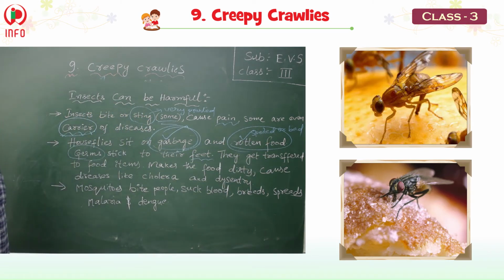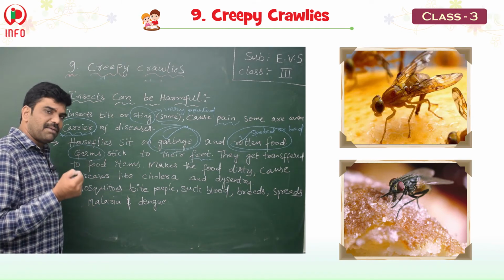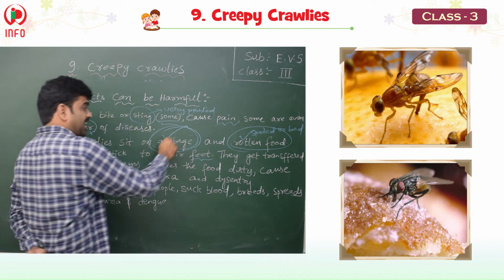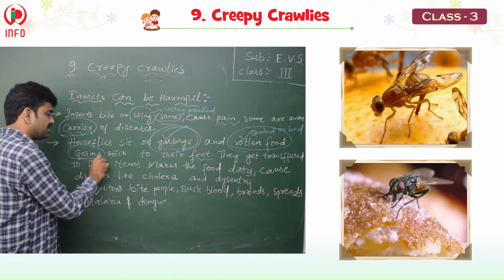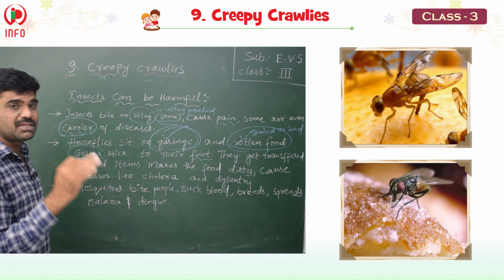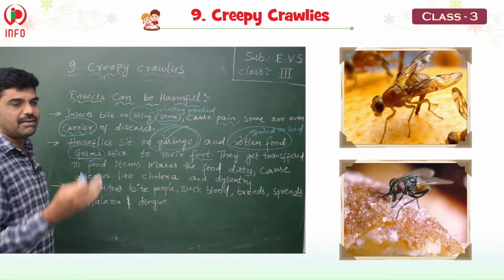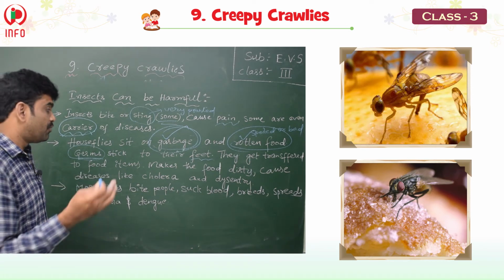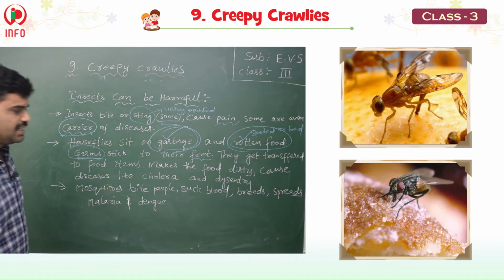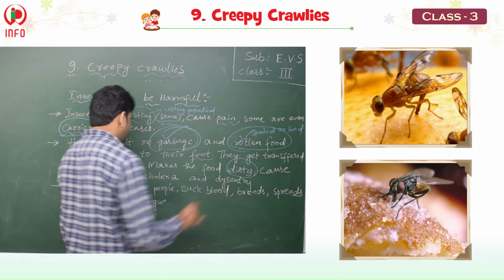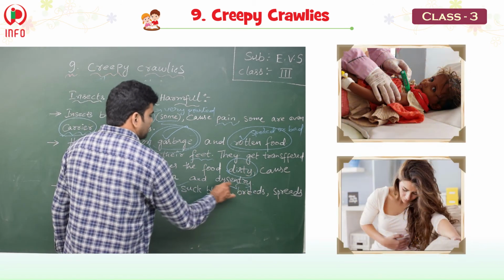When they sit on the garbage and rotten food, after that they will come to our food material. Germs are there, and these germs stick to their feet. Automatically when these houseflies sit on the food items, what happens? It makes the food dirty, and they even cause diseases like cholera and dysentery.